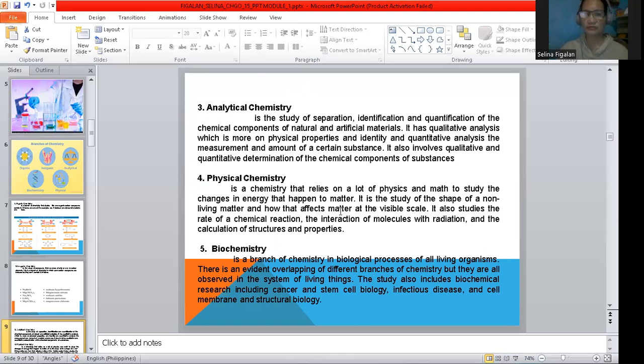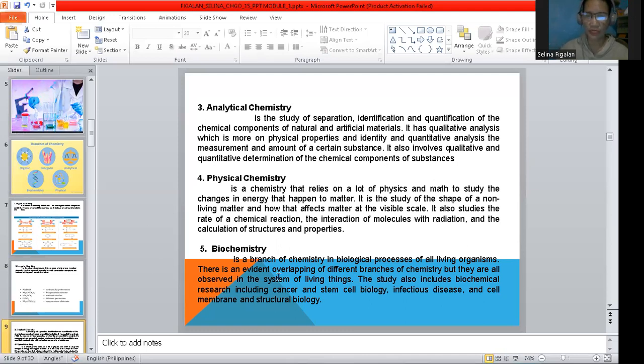When you say physical chemistry, naalala niyo yung lesson with your previous lesson during your senior high about the physical science. It's a combination of your chemistry and your physics. So pag sinabing chemistry and physics, both science and math. So there's a lot of physics and math to study the changes in energy. Okay, it is about the interaction of molecules with radiation, the calculation of structures and properties. So this is a combination of science and math.